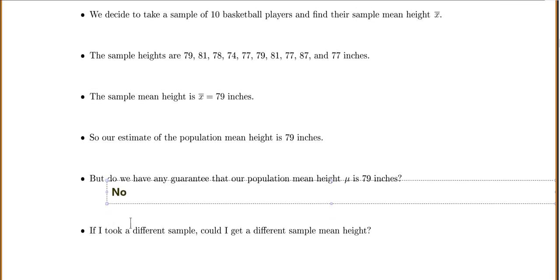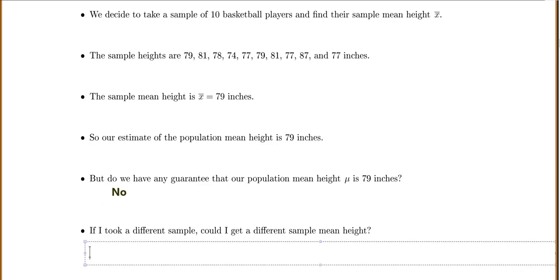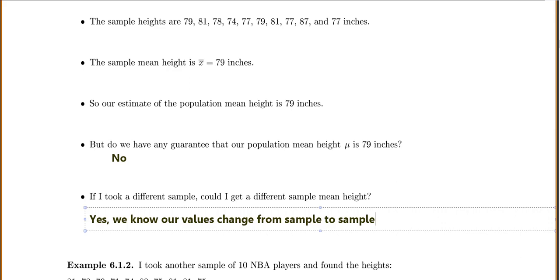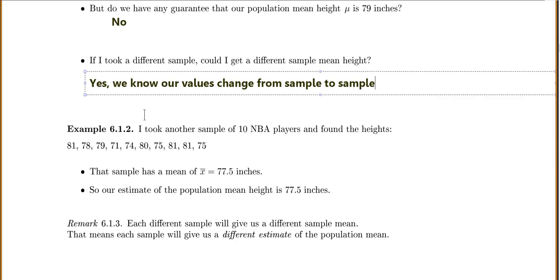Because if I took a different sample, could I get a different sample mean height? Yes, every sample will give me a different sample mean. So we know our values change from sample to sample. That's the whole idea of the sampling distributions that we just learned about. So, for example, I took another different sample of 10 NBA players and found the heights 81, 78 up to the 75. And that sample has a mean of x bar equals 77.5 inches. So our best estimate now of the population mean height would be 77.5 inches.